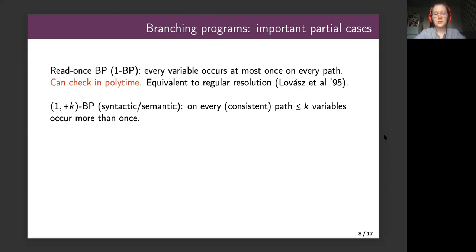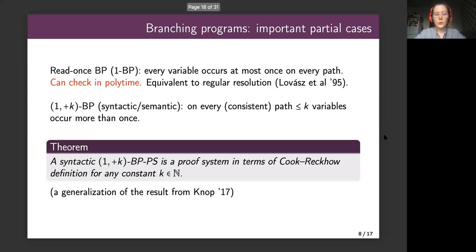So, what about those BPs? Well, good news. It is a proof system, at least in the syntactic case and for constant k. This is a generalization of a similar result from the paper by Knop, in which this was proved only for constant-width CNF. So, okay, syntactic 1-plus-k BP is a proof system. This is a nice start. Let's keep it this way.